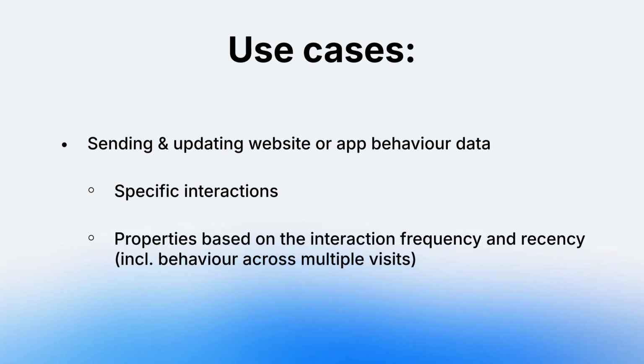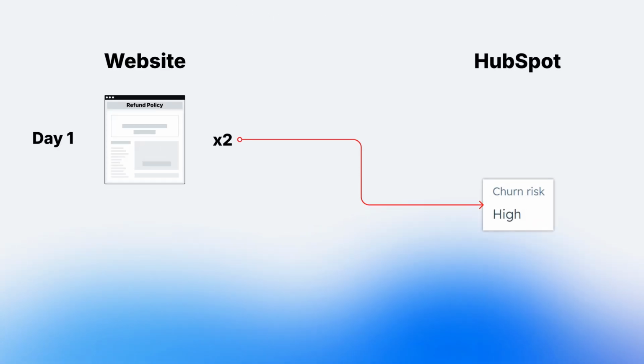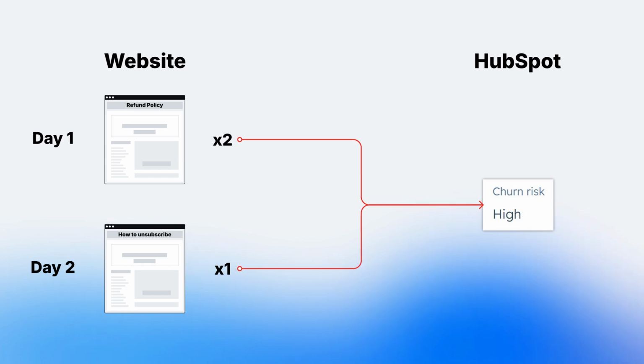Moreover, you can track different interactions across time and express them as a single property in HubSpot. What do I mean? For example, a user who visited the refund policy page twice and the how-to-unsubscribe page once in, say, the last 3 days. So not only do we have the frequency and recency of these interactions, which helps us define their relevance, we can track these across multiple visits for a given user. And most importantly, express that behavior as a single property in HubSpot. In our example, it's a churn risk property whose value is high. And this can make things much easier and clearer.